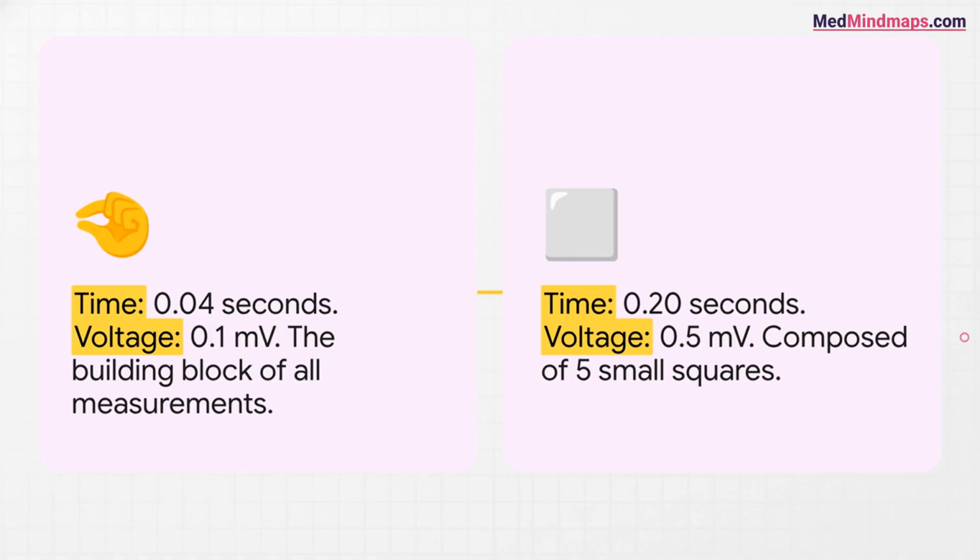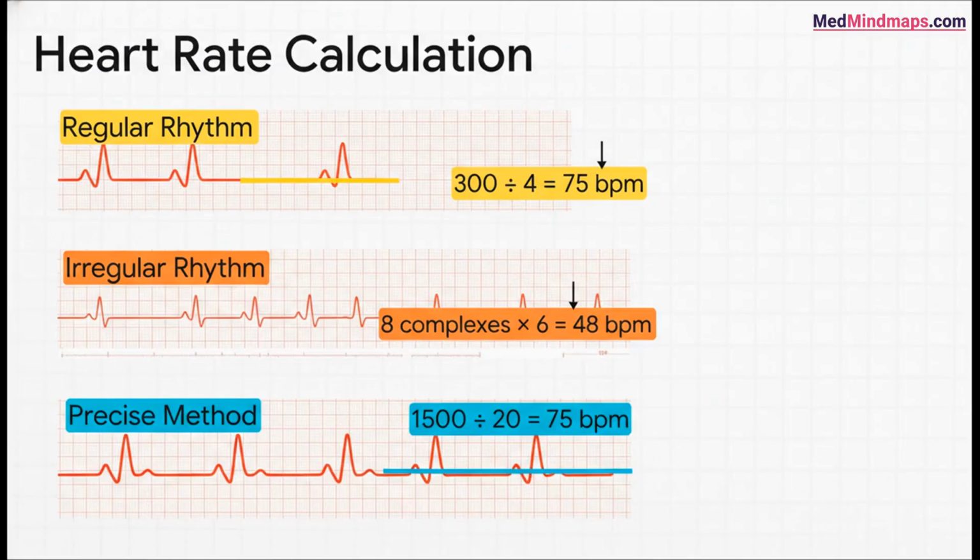A large box is 0.20 seconds wide and 0.5 millivolts tall. These numbers are the absolute foundation for every single measurement we're about to make. And using that grid, we can calculate the heart rate in a few different ways.